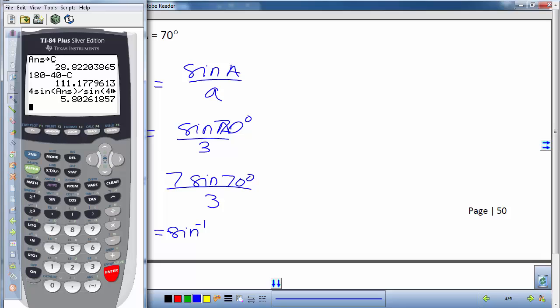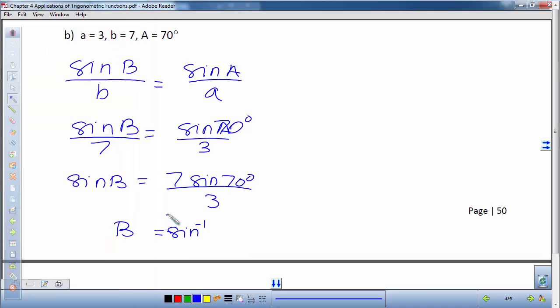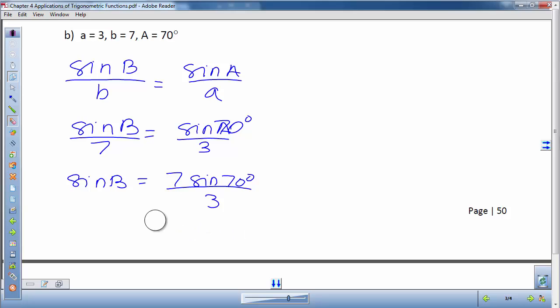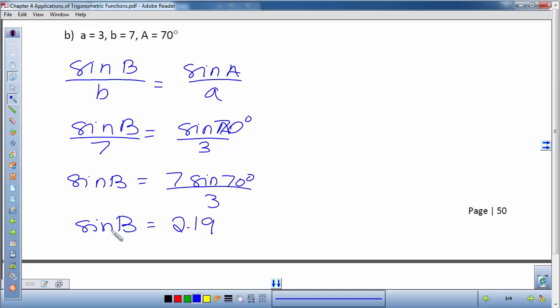So what was I doing? 7 times sine of 70 degrees divided by 3 is 2.19. That's not possible, right? So sine B equals 2.19, not possible. So we say there's no solution. Questions about that? In the test, if we run into that, it's just no solution. Right, no solution. That's it.